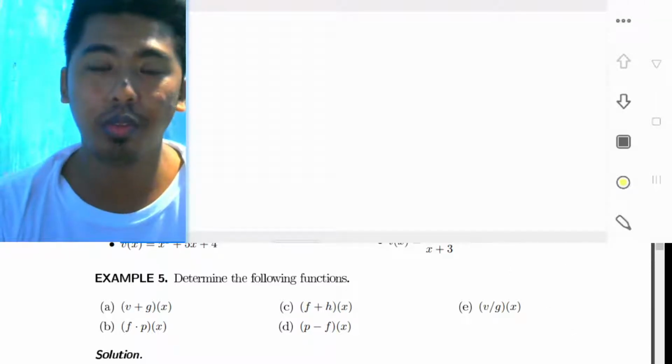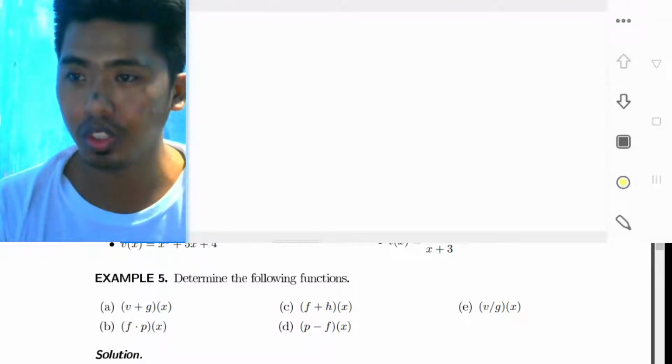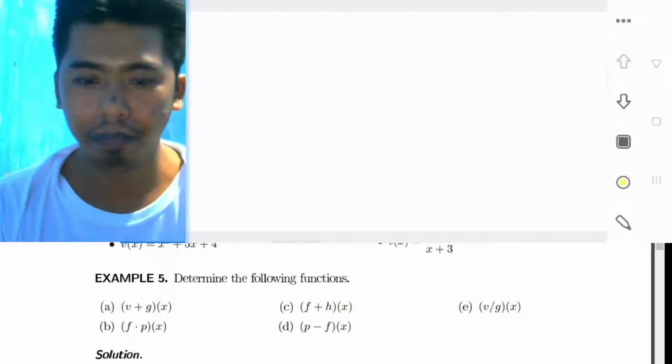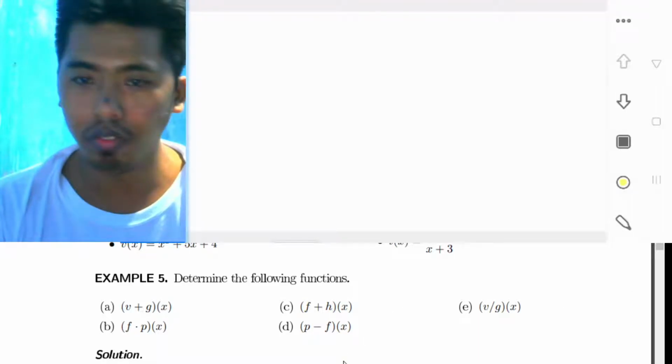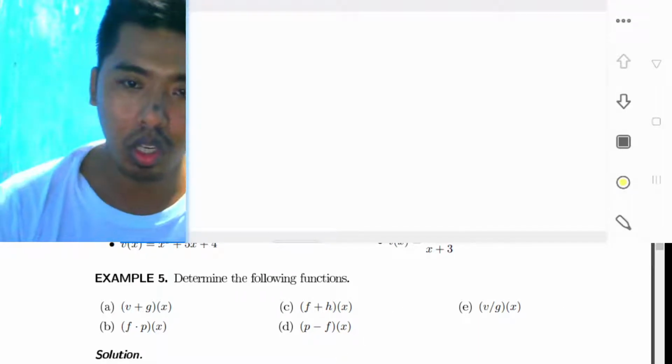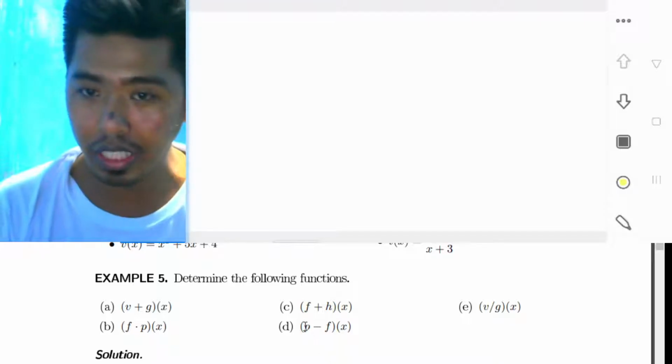Alright, so hi everyone, let's continue our discussion. This would be part 2 of the discussion. So we are on example number 5, letter D.